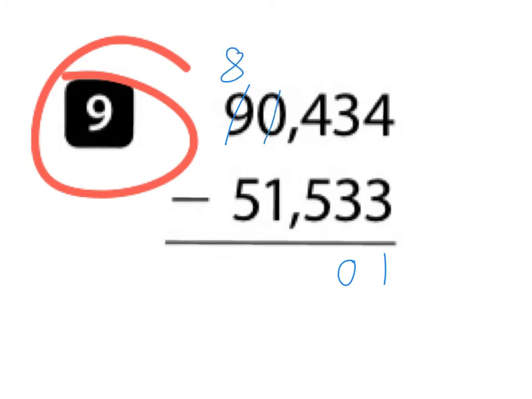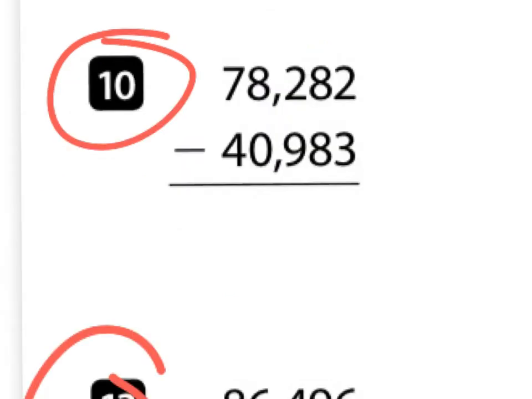Change that to an 8. Now we have a 10 in our thousands, but we still need to take 1 and bring it over to our hundreds place. So now we have 14 minus 5, which would be 9. Our thousands place would give me a difference of 8, and our 10,000s place would give me a difference of 3. 38,901 is our difference.